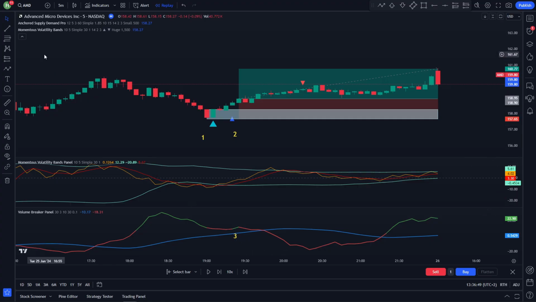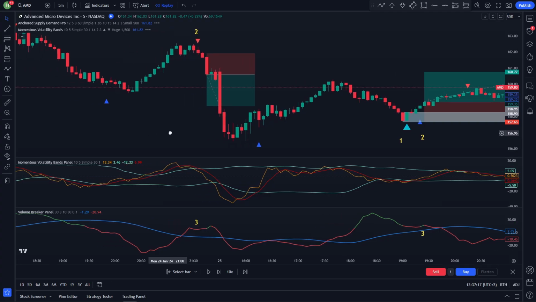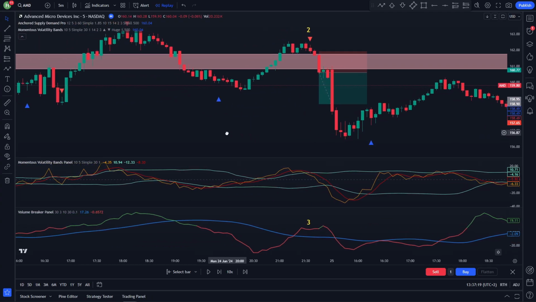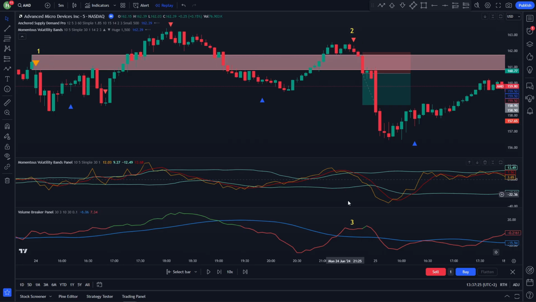Introducing our custom-made next-generation indicators, the Anchored Supply Demand Pro, Momentous Volatility Bands, and Volume Breaker Pro. The Anchored Supply Demand Pro helps identify key levels of support and resistance, while the Momentous Volatility Bands capture market momentum and volatility. The Volume Breaker panel provides critical volume confirmation, ensuring you can make more informed trading decisions. Together, these indicators create a robust framework for successful scalping, enhancing your decision-making and profitability.